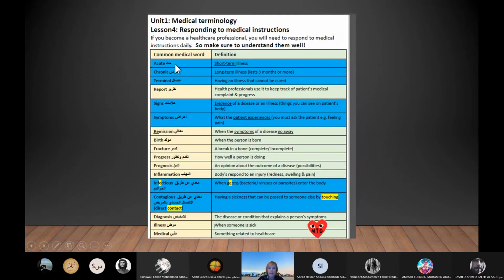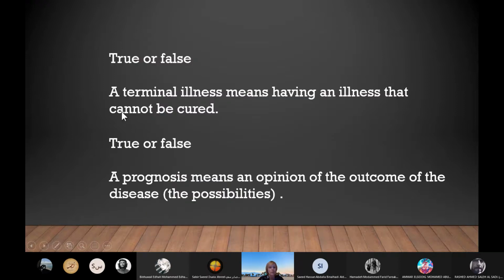Okay, so again, here are some more medical words. This is under responding to medical instructions. So if the doctor has perhaps discussed a prognosis with you, he means that he's telling you about the outcome. So after you have your treatment, what he thinks will be your outcome or your possible recovery from the disease. Okay, that's your prognosis. And then let me see, what else can I discuss here? I think we've covered most of those.